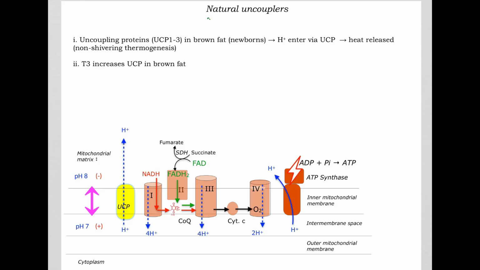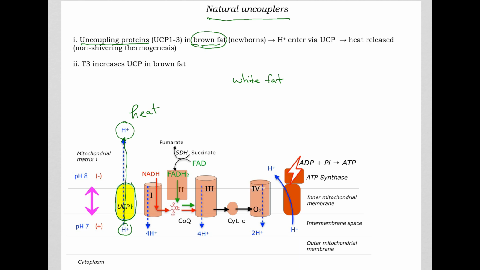There are also some natural uncouplers. There is a protein called uncoupling protein. For example, UCP1 is an uncoupling protein. This protein is also found in the inner mitochondrial membrane, and what it does is bring protons into the matrix, and that leads to generation of heat. This protein is found a lot in what we call brown fat. Okay, so we have white fat, which is adipocytes, fat cells that store fuel, store triglycerides.